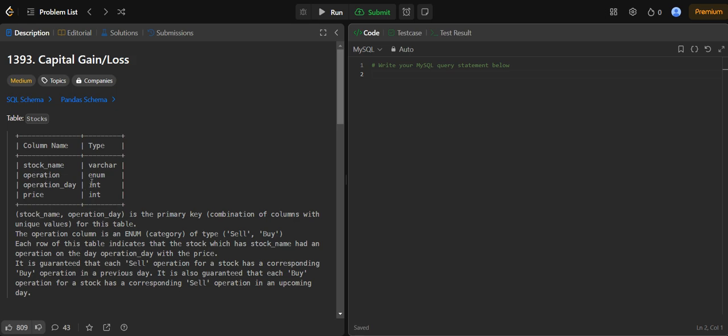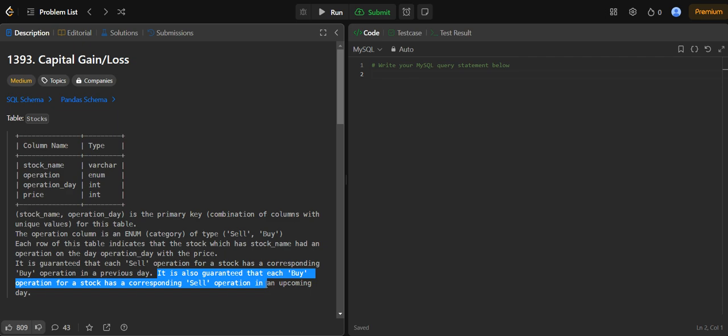If the operation is sell on a particular operation day, the price is the price with which the stock was sold. It is guaranteed that each sale operation for a stock has a corresponding buy operation in a previous day. So this is the guarantee. It is also guaranteed that each buy operation for a stock has a corresponding sell operation in an upcoming day. So if a stock is bought, then this stock is not bought again. It is sold, after which it might be bought.